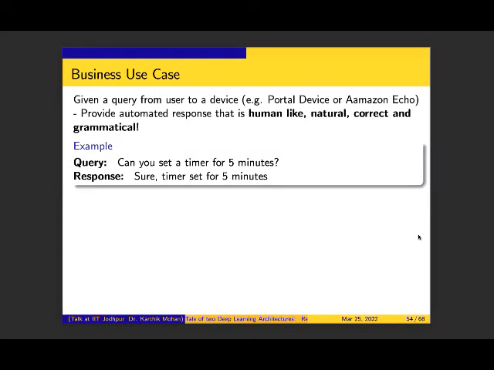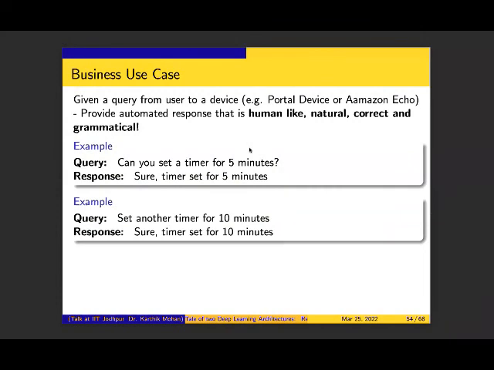So here the query can be, can you set a timer for 5 minutes? And the response from the chatbot is, sure. So this is not even a chatbot, this is a voice bot, right? So it's like giving out speech. Sure, I can set a timer for 5 minutes, timer set for 5 minutes. So that's a response. The goal is to make sure the responses are human-like, natural, correct, and grammatical. So these are the four dimensions in which we measure the performance.